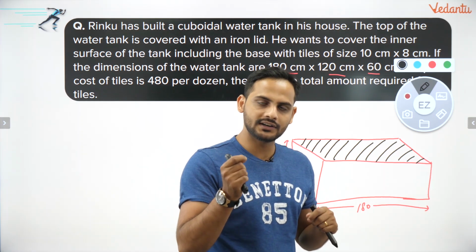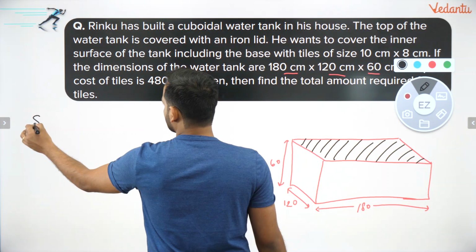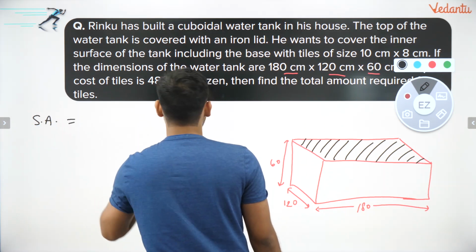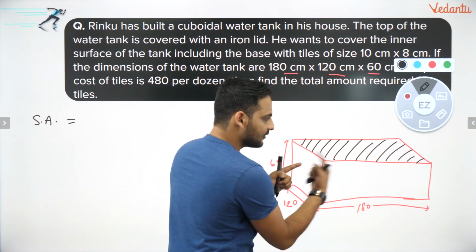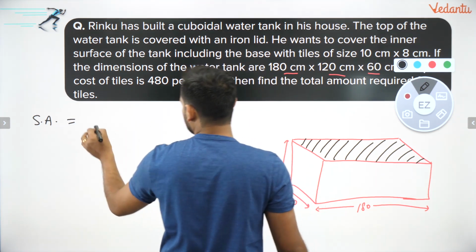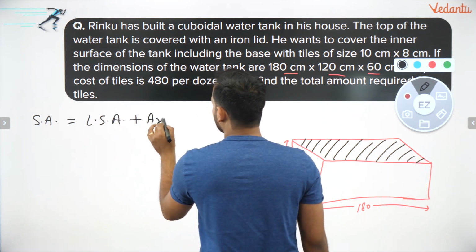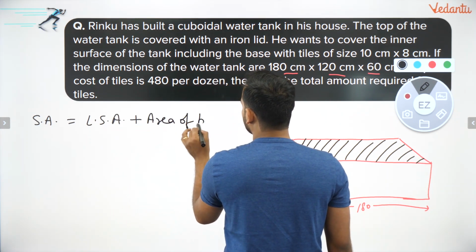That means we need to understand the surface area. We need to calculate the surface area. So what kind of surface area, bacho, do we need to find out? This will be the area of these 4 walls, which is lateral surface area, plus area of base, right? So we need to find out lateral surface area plus area of base.